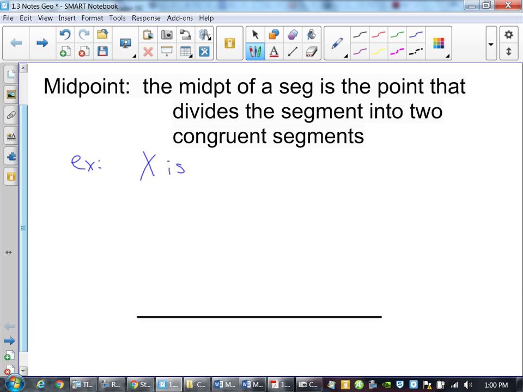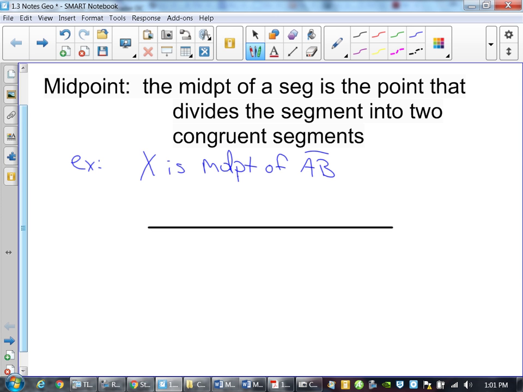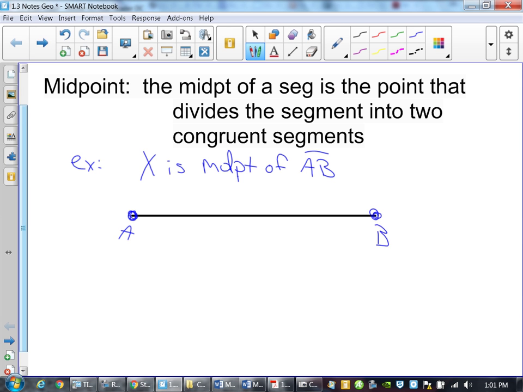X is the midpoint of AB. Is it okay that I abbreviate midpoint MDPT? Sure. Too many letters to spell. So I'll just say it's the midpoint when I write it out. If X is the midpoint of segment AB, what are the endpoints of my segment? A and B. So on a segment then, I could say the following. A and B. Where do I put X? In the middle.